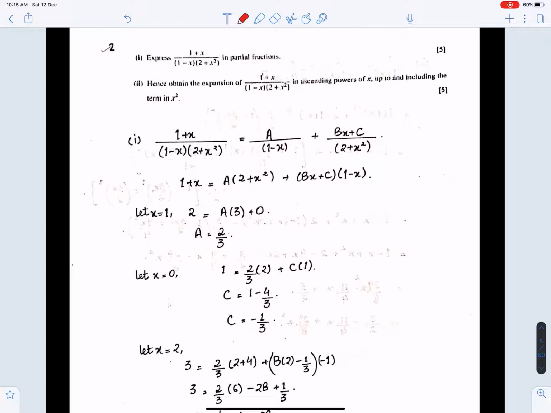Question number 2. Here we have a different factor in the denominator. It's a quadratic factor, but the fraction is proper. Proper fraction with quadratic factor.